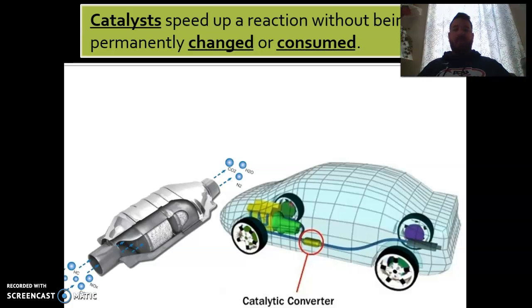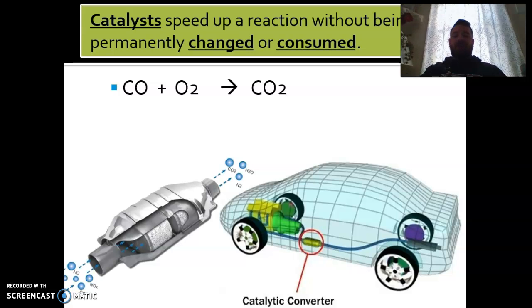Alrighty, so here's a picture of what we have in our catalytic converter. We have carbon monoxide as one of the products of the reaction coming through. And as it passes through the catalytic converter, the catalytic converter helps attach oxygens to it.